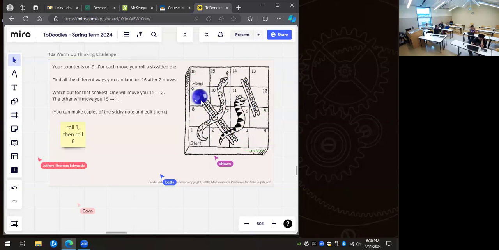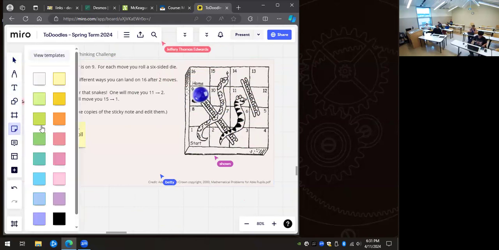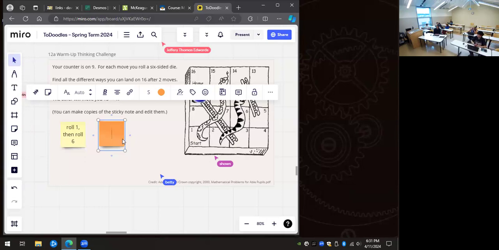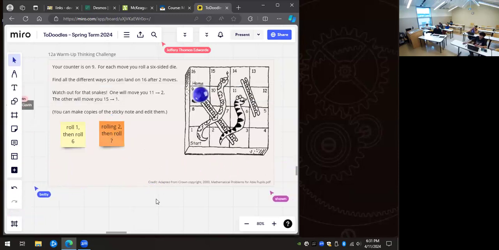How do you roll? Well, we're not going to roll, we're just wondering what all the solutions are. So one of them would be first going 1 and then going 6. You can make a sticky note with the sticky note tool here on the side, pick a color. And say, can I start by rolling 2? And then roll something else, is that going to work? What happens if I roll a 2?